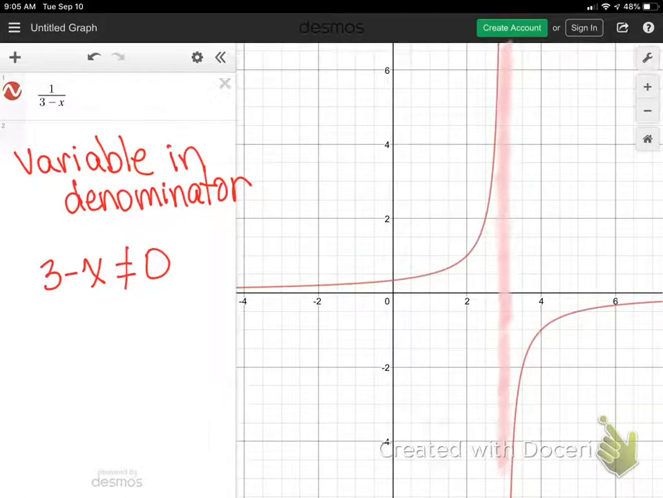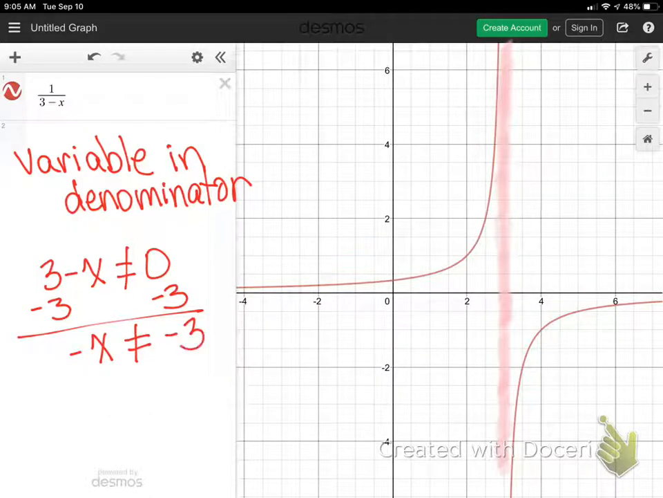So in this situation, 3 minus x cannot be 0. So I've got to determine what values of x make my denominator 0. All I do is take my denominator, set it equal to 0, and that's what x cannot be. So I'm going to solve this. The first thing I'm going to do is subtract 3 from both sides. Then I have negative x cannot be negative 3. I divide by negative 1, and I have that x cannot be positive 3.